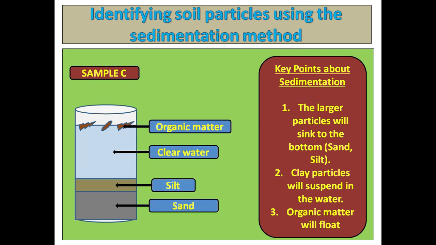Alright, when you're doing the sedimentation method, there are some key points that you should look out for that will help you to read or analyze your experiment. So those key points are: number one, the larger particles will sink to the bottom. In the water container, the sand will be at the extreme bottom. Silt will be on top of it. If there is no sand in the sample, the silt will settle at the bottom. Alright, so the larger particles will settle at the bottom. Number two, clay particles will suspend in the water. Number three, organic matter will float. So if there is any organic matter present in the soil sample, it will float on the water.